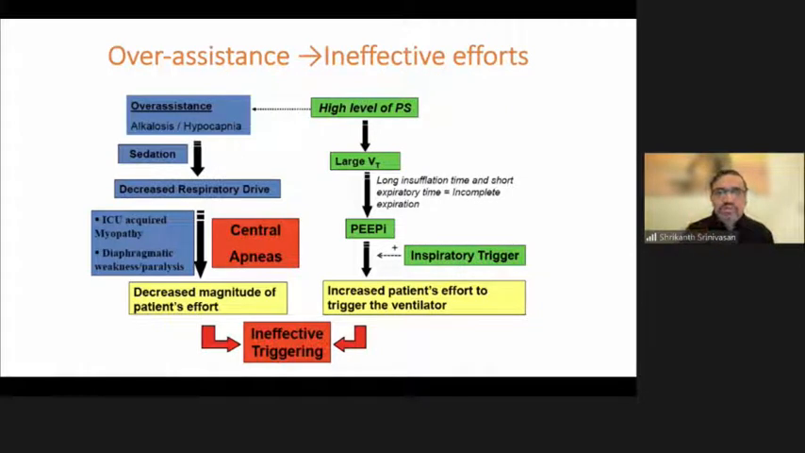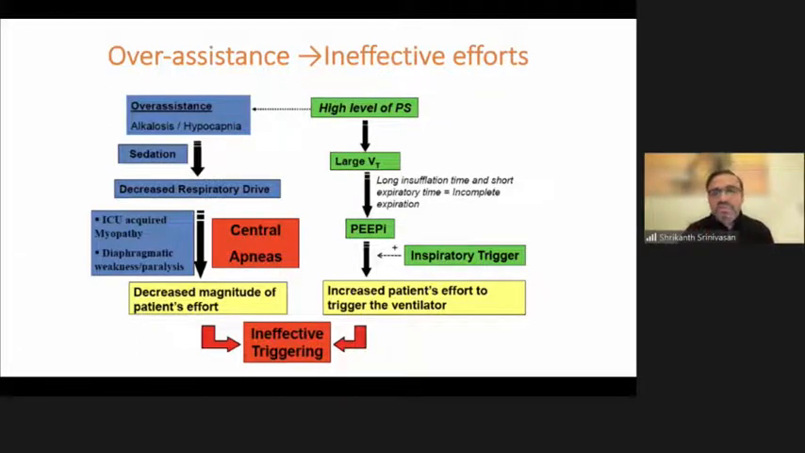And because of increased auto PEEP, we have discussed before that there could be trigger asynchrony, where the patient has to do more effort to overcome the auto PEEP to trigger the breath. So that leads to increased effort to trigger the breath. So both a very high level of PS and a very low level of PS are dangerous. So one has to be at exactly the appropriate levels.